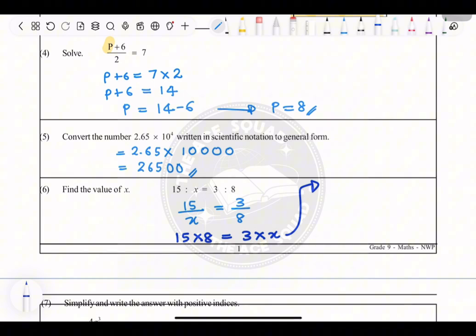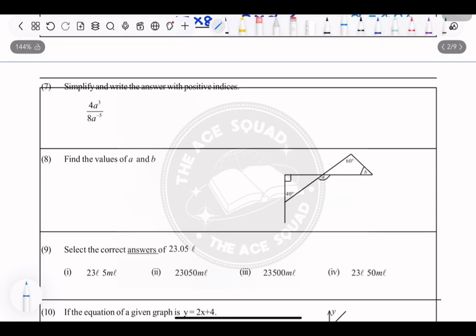So 15 times 8 is going to be 120, which is equal to 3x. So in order to make x the subject, you have to send this 3 to the left hand side. So since this is in multiplication on the right hand side, it will go as division to the left hand side. It is going to be 120 divided by 3 equal to x. So x is equal to 120 divided by 3, which is 40. Hope that's clear. Let's move on to the next question.